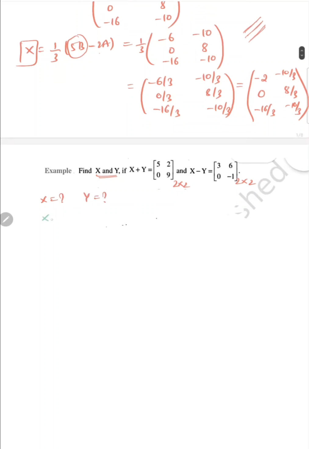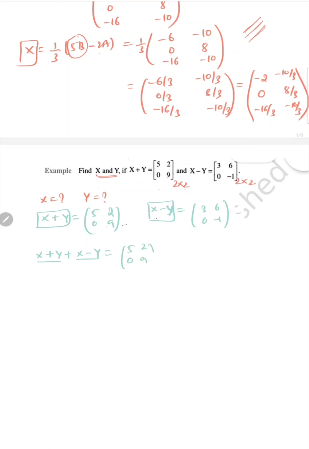First we will consider X plus Y is equal to [5 2; 0 9], X minus Y is equal to [3 6; 0 -1]. So we can observe, in order to find X, you have to just add the two things. So X plus Y plus X minus Y is equal to, just addition, [5 2; 0 9] plus [3 6; 0 -1]. So to add these two matrices, just add the corresponding entries.